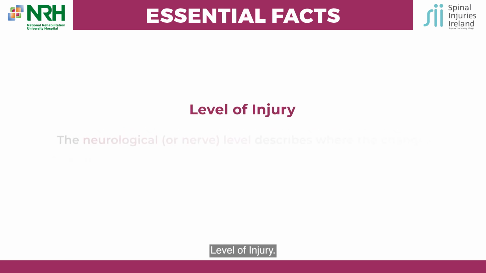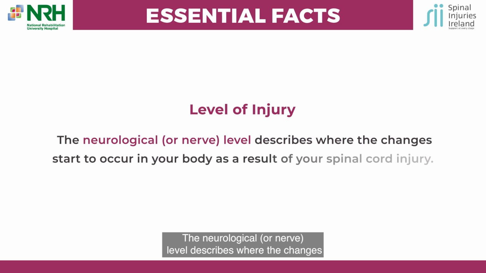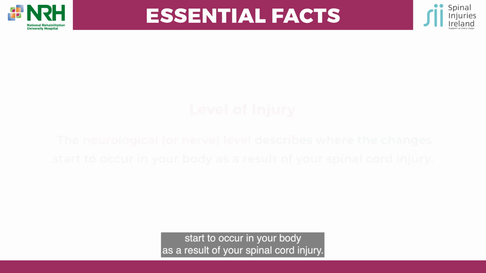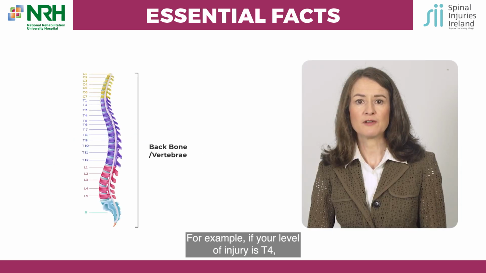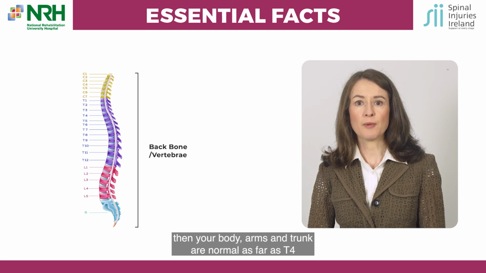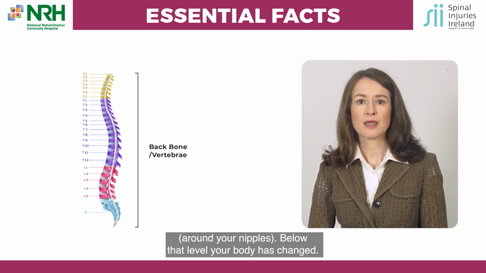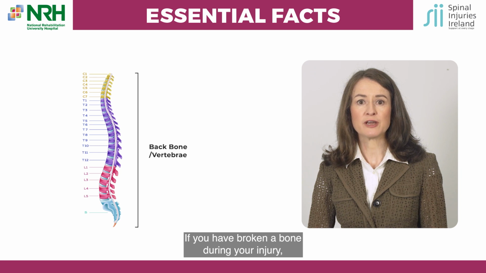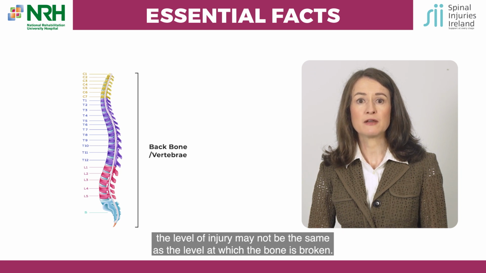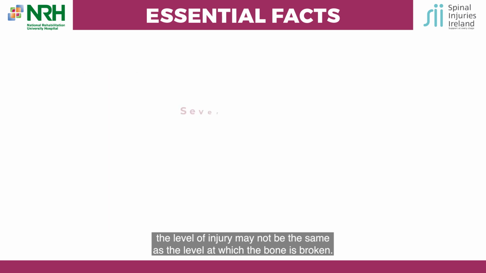Level of injury. The neurological or nerve level describes where the changes start to occur in your body as a result of your spinal cord injury. For example, if your level of injury is T4, then your body, arms and trunk are normal as far as T4, around your nipples. Below that level, your body has changed. If you have broken a bone during your injury, the level of injury may not be the same as the level at which the bone is broken.